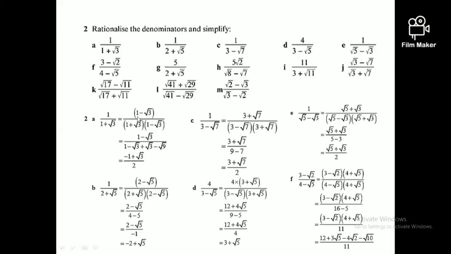Or simply, you can say 1 minus root 3, if you multiply, there is no need of doing this multiplication. Straightforward, correct? 1 into 1 is 1, plus root 3 into minus root 3 is minus 3. That will turn up into the same answer here, right?